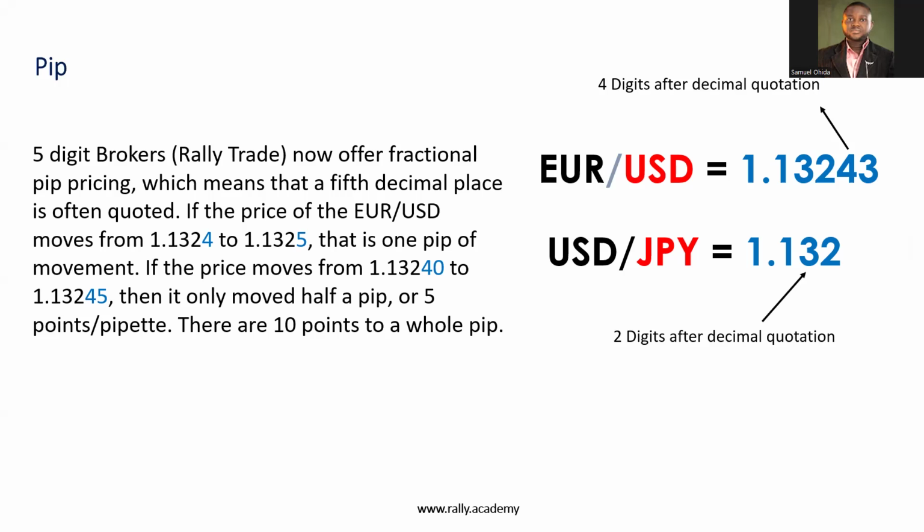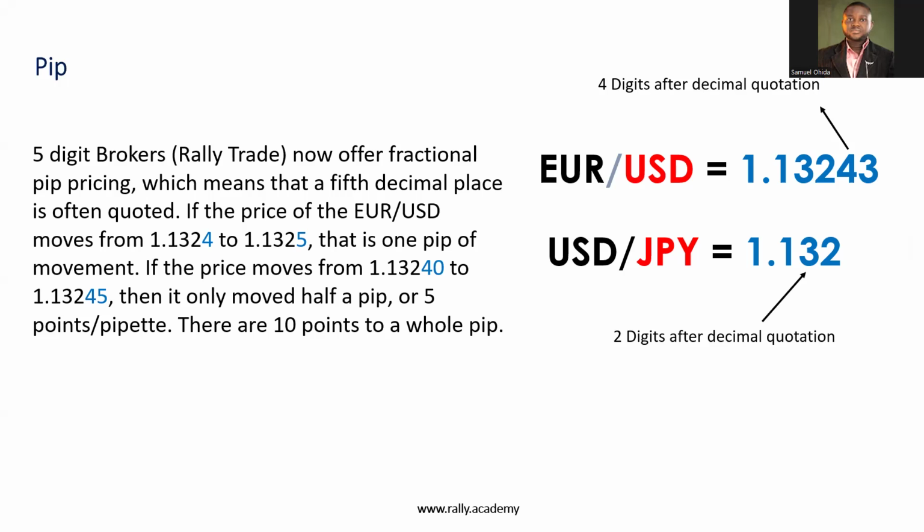JPY pairs are usually 3 digits as against normal pairs that are 5 digits. So how do you calculate pip movement for JPY pairs? You concern yourself with the second digit. You usually ignore the last digit. So if we're talking about JPY pairs, we concern ourselves with movement from the second digit.